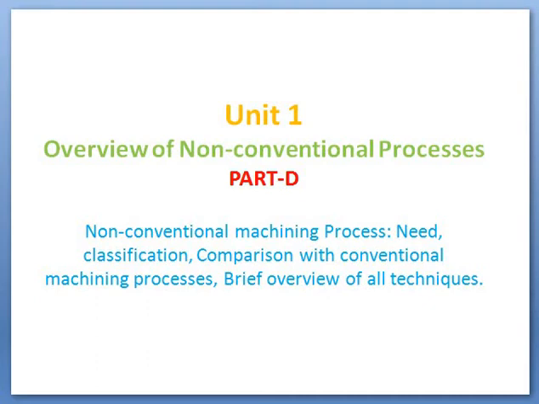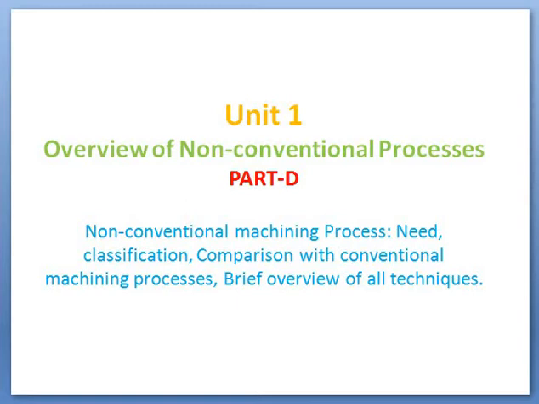In the last lecture we discussed the non-conventional machining processes that are based on mechanical energy and electrical energy. Now in this lecture we will discuss the remaining two types of non-conventional energy processes, which are based on chemical energy and thermal energy. We have to discuss all these processes in detail.